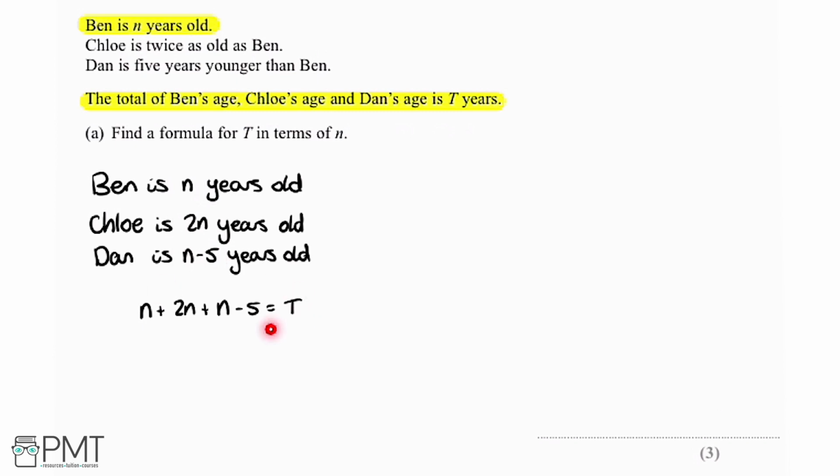Now we can tidy this up a little bit, because we see we've got an n term, an n term, and an n term. So we've got 1n, 2n, and 1n, giving us 4n. Still got that minus 5 there, and still equaling t. And that right there is our final formula. We get 1 mark up here, and if we got all the components correct, we get the final 2 marks.